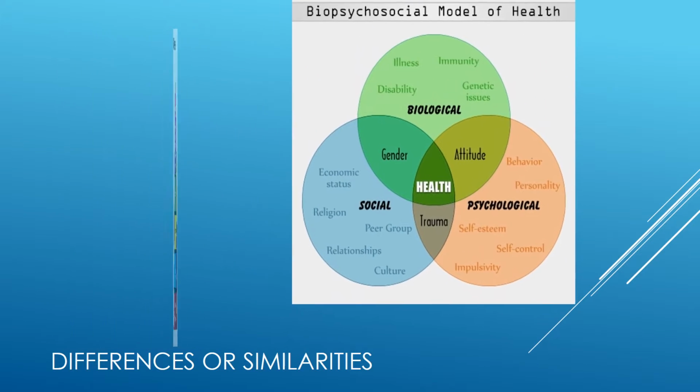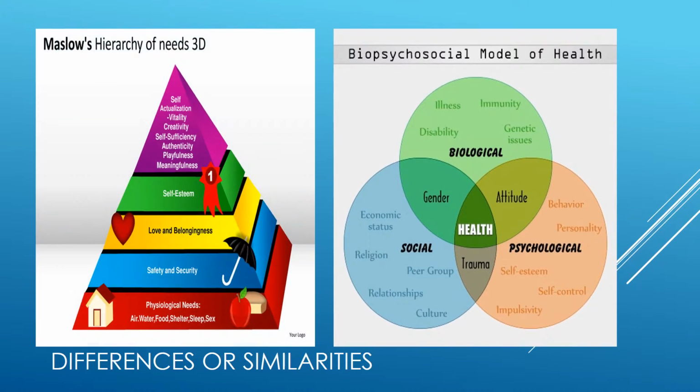Here we can understand better what I was saying before. In this slide, we can see the similarities or differences between both models. As we can see, the biopsychosocial model integrates all levels of Maslow's hierarchy of needs, getting to the point where, when all the steps are covered, the person will reach self-sufficiency, authenticity, and self-actualization, and that is exactly what we want to reach with the BPS model.